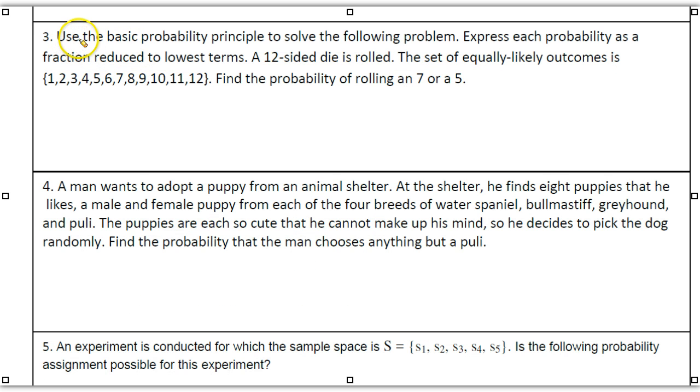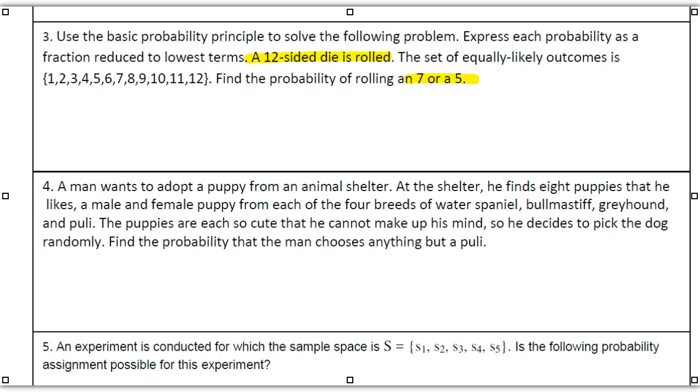Again, reading it carefully, use basic probability to solve, express each probability. Okay, we know that. So once again, we're having a 12-sided die. What is the probability of ending up with either a 7 or a 5?